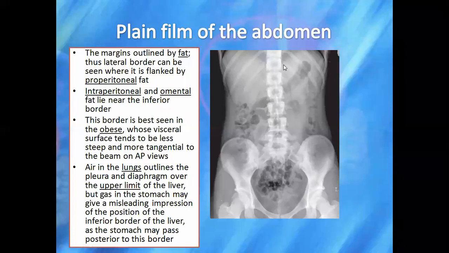But the gas of the stomach may give a misleading impression of the position of the inferior border of the liver, as the stomach may pass posteriorly to this border.